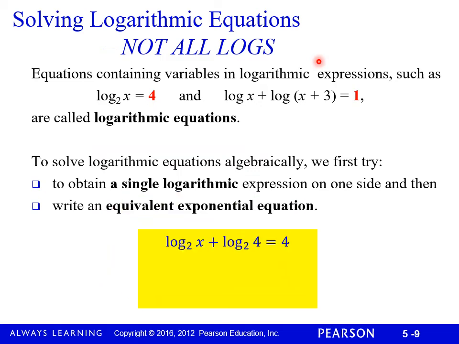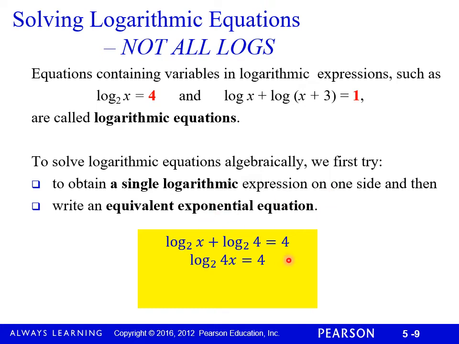So for example, here we have log base 2 of x plus log base 2 of 4 equals 4. The first thing we want to do, well, all the logs are on one side, so that's good. Now we want to make the logs on the left side into a single log. And remember, when we add two logs, this is the same as the log of their product. That's the product rule. So we can rewrite on the left side as log base 2 of 4x, and this equals 4.